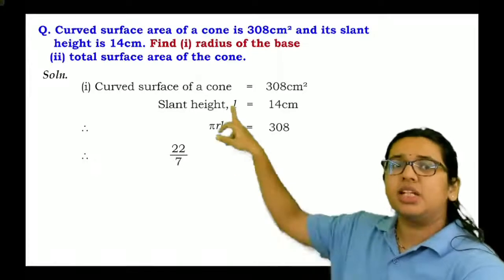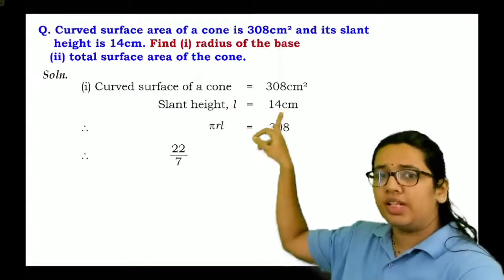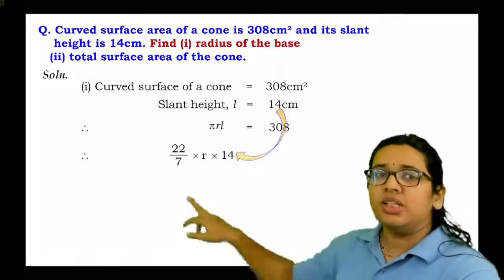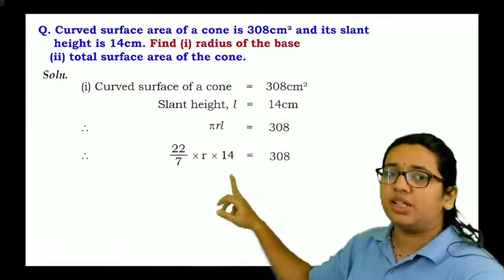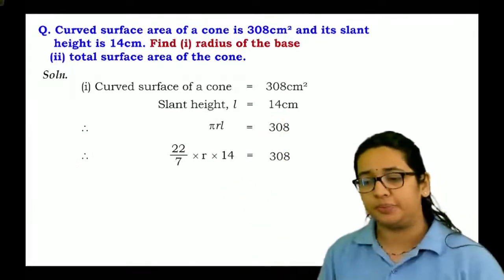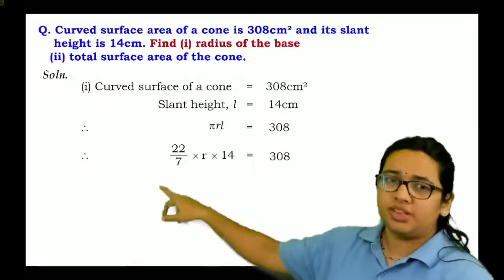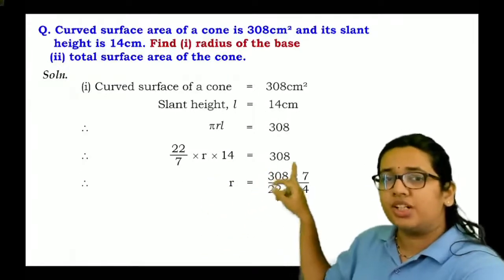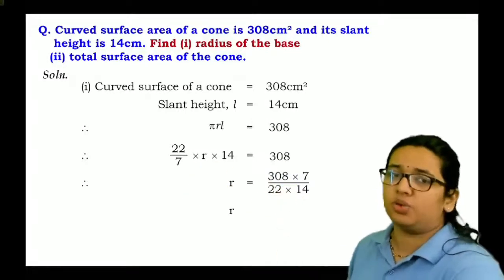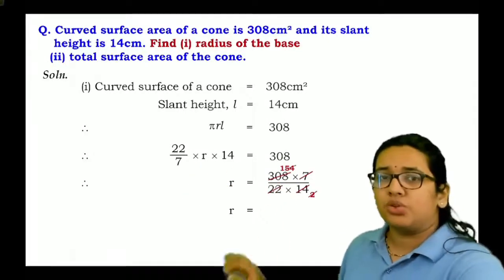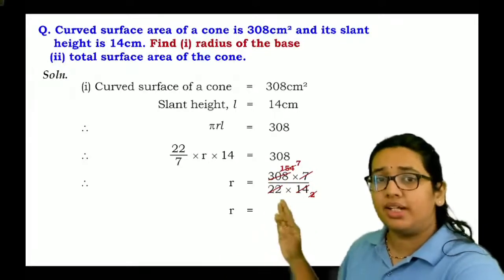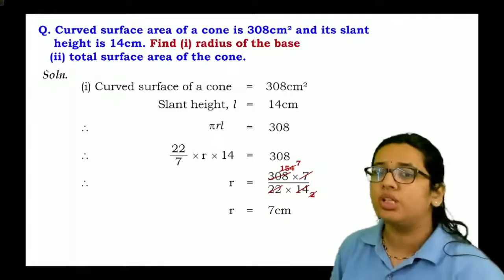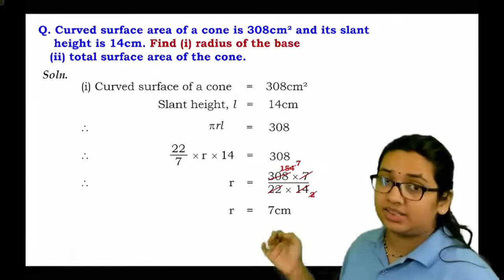So we equate pi r L with 308. Next, we just have to put the value of L as 14 and pi is nothing but 22 upon 7. So 22 upon 7 into r into 14 will be 308. Correct? So 7 ones are 7, 7 twos are 14, consider correct. The value of r is nothing but 308 into 7 upon 14. So 2 ones are 2, and we know that 22 sevens are 154. So you will get the value of r as 7 centimeter.